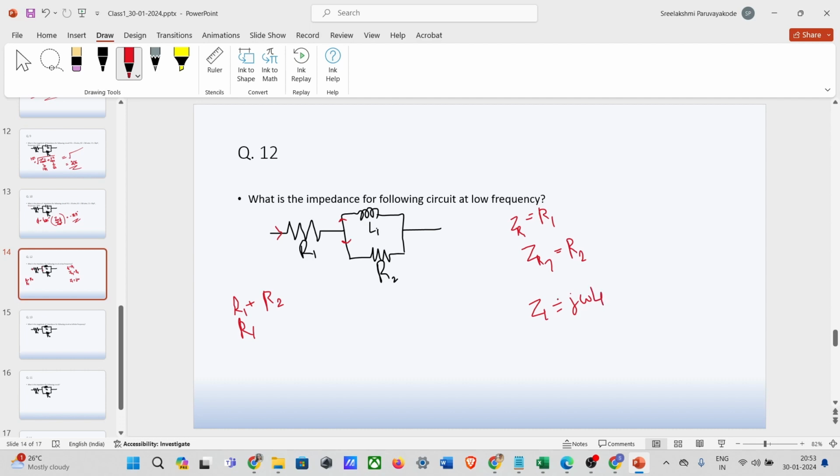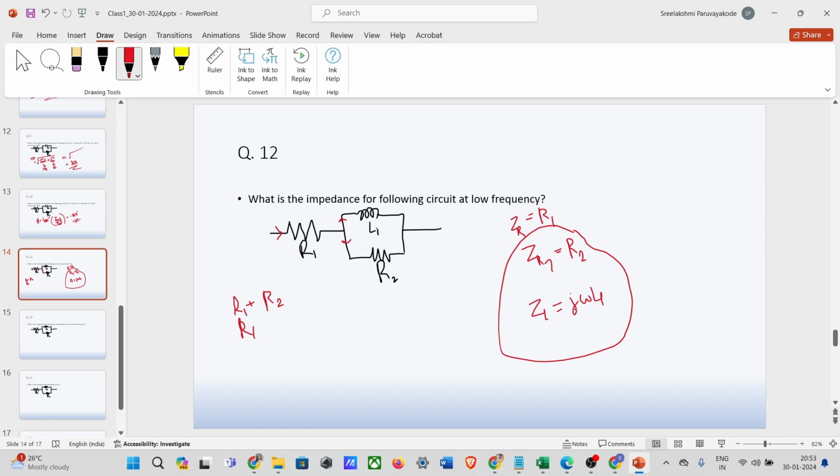L1. Now, when current is reaching here, when you have many circuits, current will pass through the easiest one, through which it can go very easily. That is how it works. If you see at low frequency, these two are in parallel. Now the question is which one will it pass through? I will first look at the inductor.